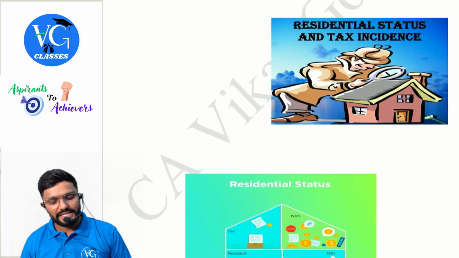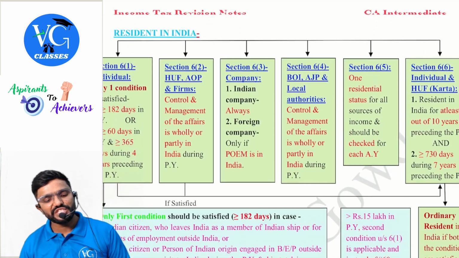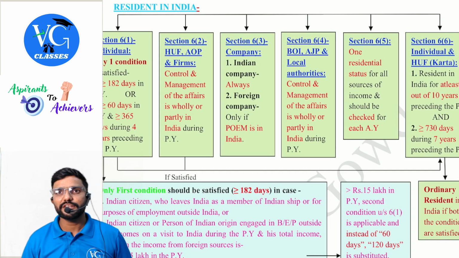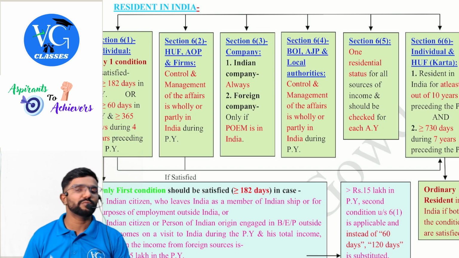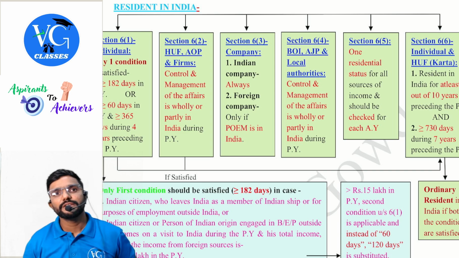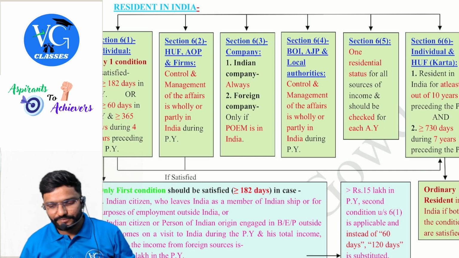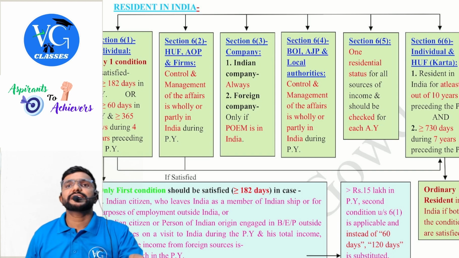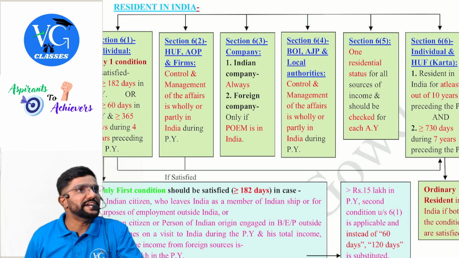Okay. Now let us see the sections. Guys, I have done one single chart on the entire residential status. It is a very lengthy topic, but I have tried to cover it in one single chart. Especially the residential status of an individual is important. Why, sir? Because that is the most challenging thing. So please be very attentive. I will try to explain one by one. First, let us cover the residential status of an individual, guys.